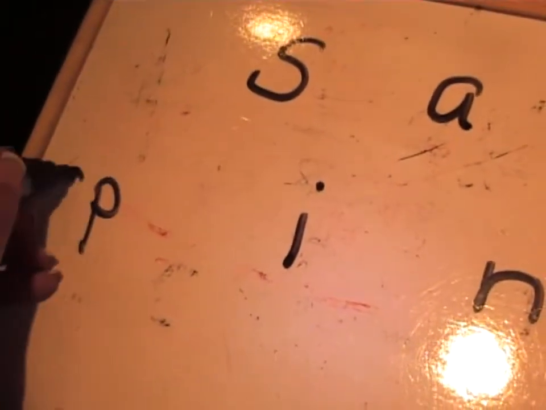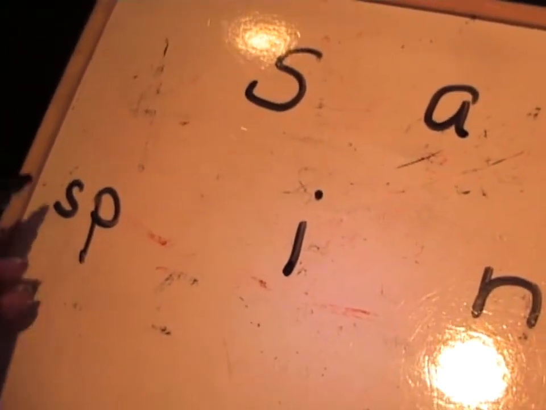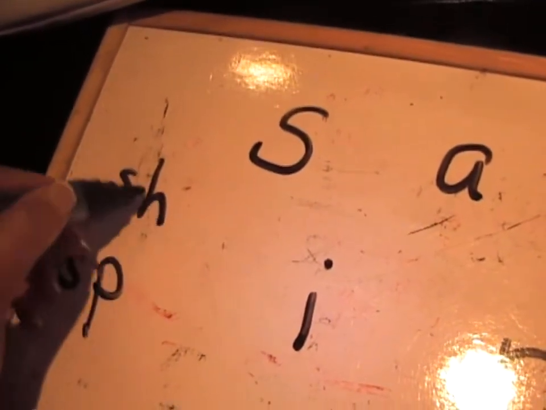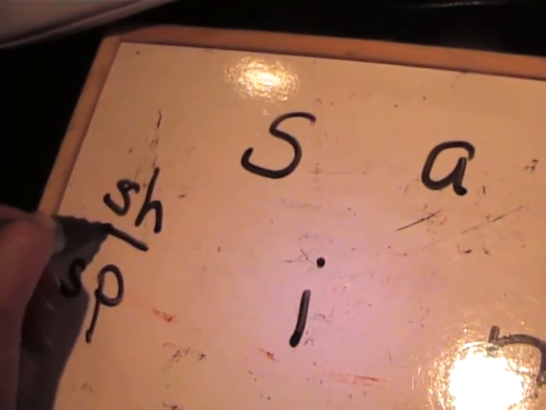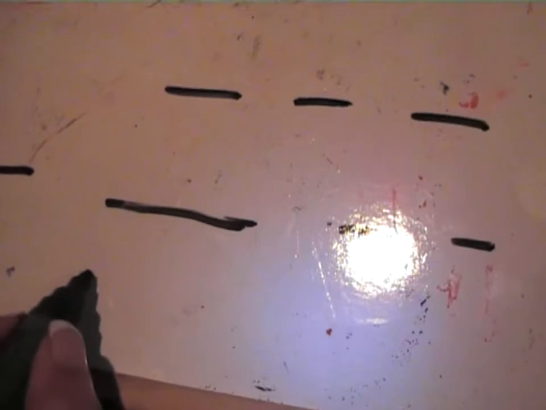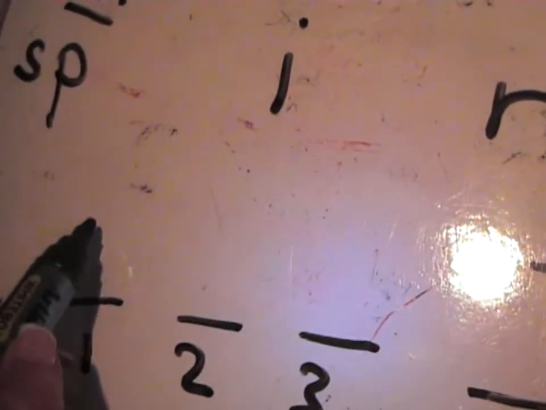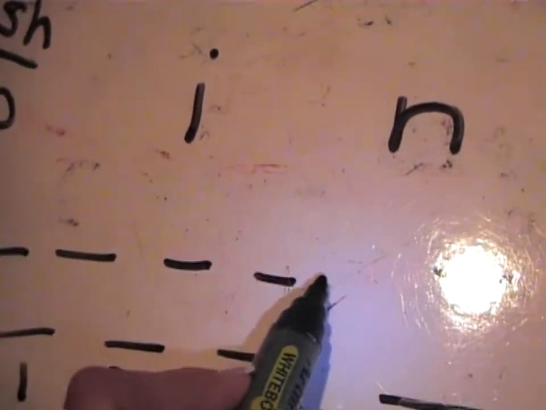Sp. That's not one sound pic, because s and p are just blended together. This is a sound pic because when we put those together, it's a completely different speech sound. But here it's not. So if it's spin, it's going to be sp, i, n. Pants: p, a, n, t, s.